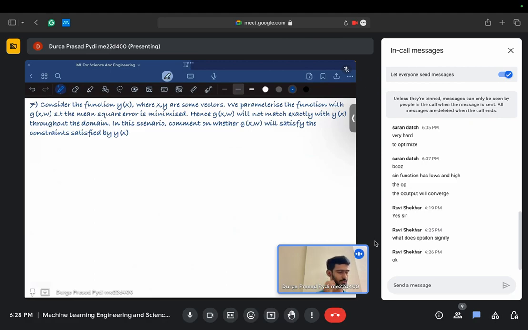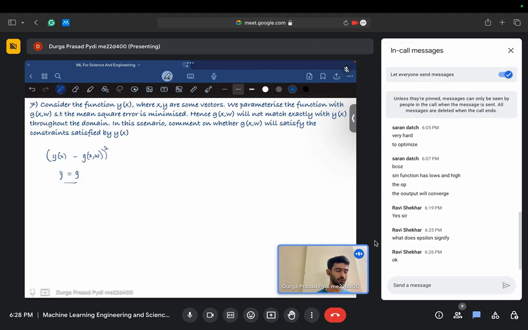Now let's come to the next question. Whenever we are doing these problems, we are trying to minimize an objective function. We are not exactly making it equal to 0; we are just trying to minimize it. Say y of x is my original function, and g of x comma w is what my model is predicting. We are just minimizing the difference between them. That doesn't mean that y will actually be equal to g. This should be clear by now.